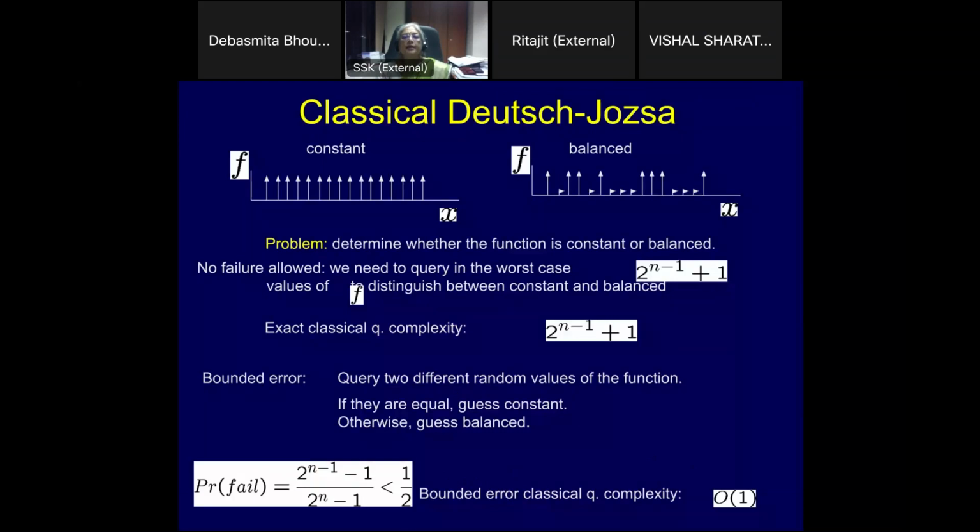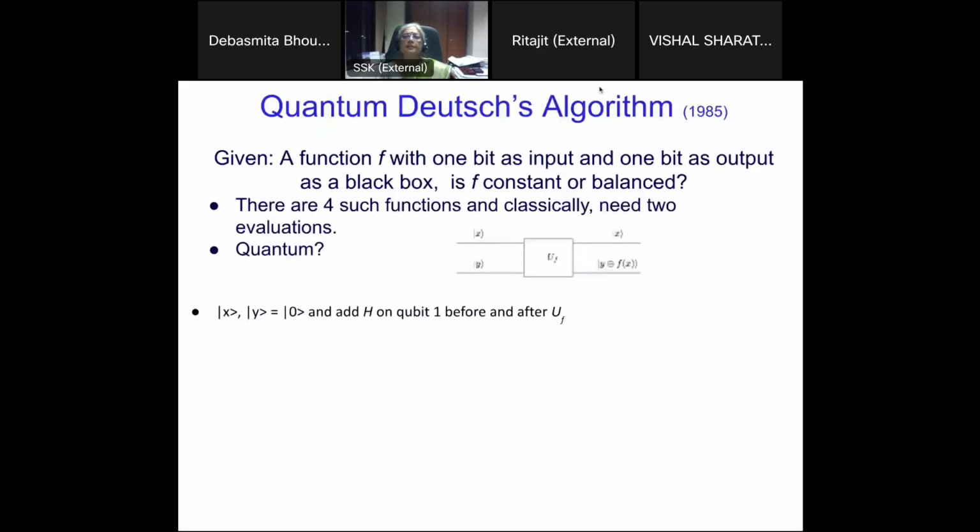So let's look at the key idea. First, take Deutsch's algorithm, where you have just 1 bit input and 1 bit output. You can see there are only 4 functions, each of which is either constant or balanced. And classically, as I said before, you would need 2 evaluations of the function.